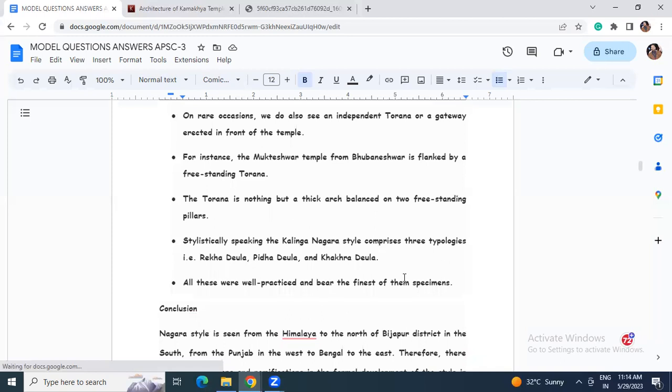For instance, the Mukteswar temple from Bhubaneswar is flanked by a freestanding torana. The torana is nothing but a thick arc balanced on two freestanding pillars.